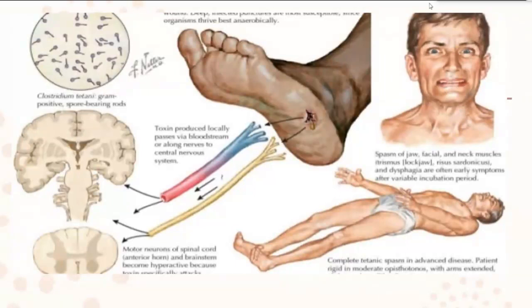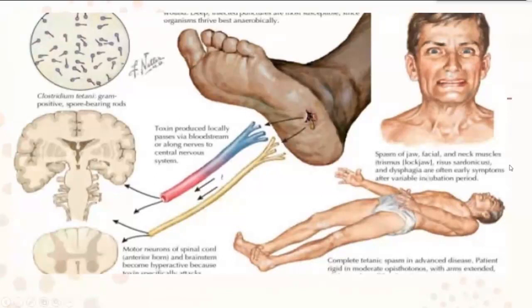So you should keep tetanus in the differential diagnosis. Risus sardonicus: we call it the devil's laugh. This is the unusual smile. We call it risus sardonicus.